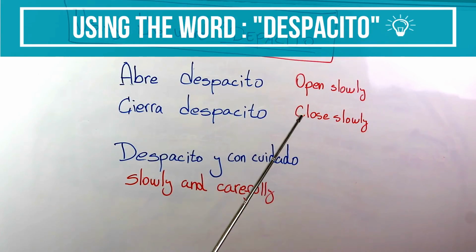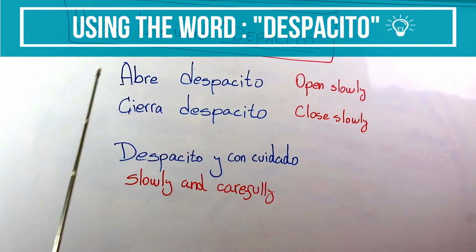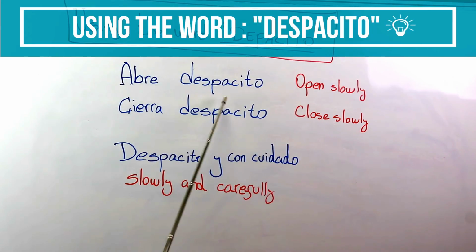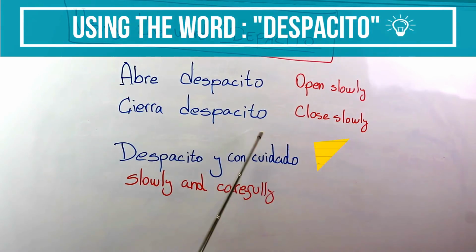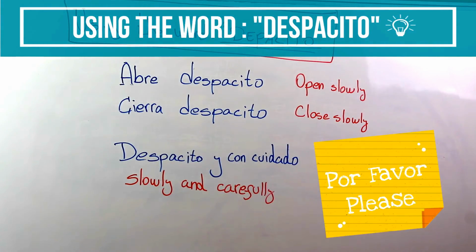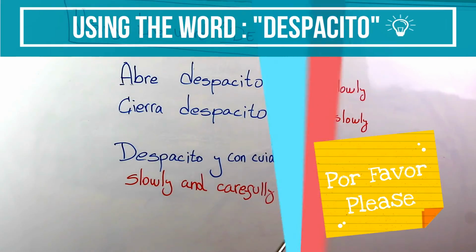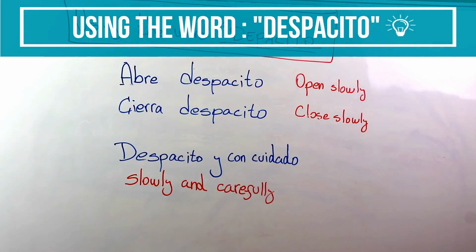And once again, if we want to be polite, we're not going to tell somebody, abre despacito, open slowly. We will say, abre despacito, por favor. Cierra despacito, por favor. Just like we would in English, we would say, open slowly, please. Close slowly, please. Now, the third sentence is very useful also. Despacito y con cuidado.